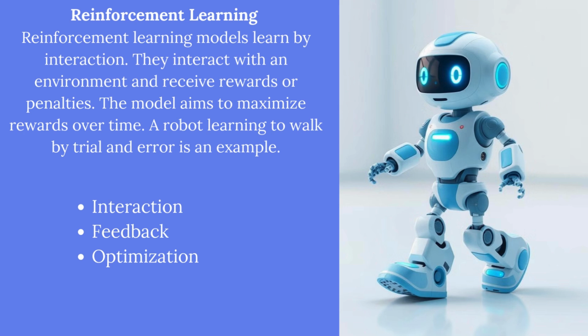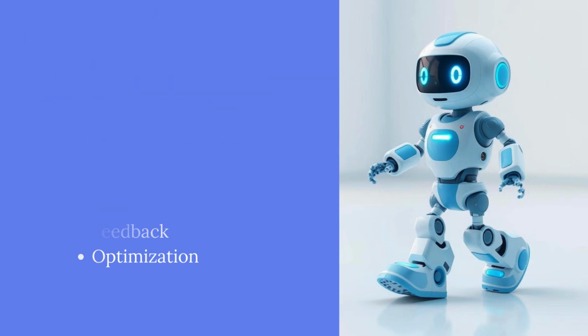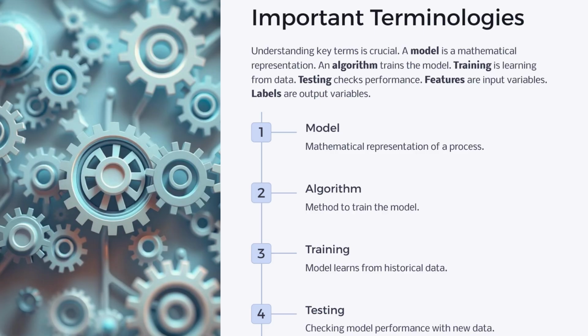Alright, now that we know the different types of machine learning, let's understand some important terminologies that are commonly used in this field. These terms will keep coming up, so it's important to get familiar with them. Let's go. Model. A model is like a mathematical representation of a process. It's what we build using algorithms to make predictions or decisions. Think of it as a machine you train to do a specific task.